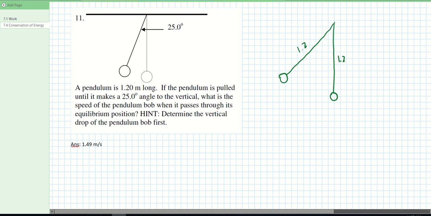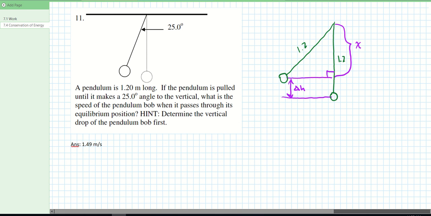So what are you trying to find here? Well, what you're trying to find is the change in height. So you're looking for your delta H. So you're looking for this change right here. So this is your delta H. So then in order to find this, we need to know what this length is. So let's call this length X.